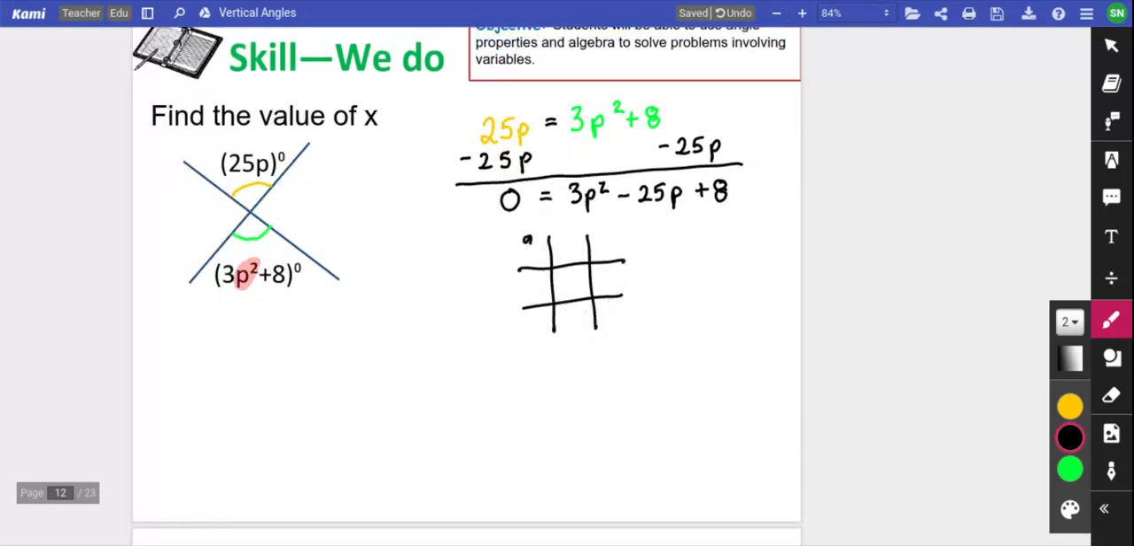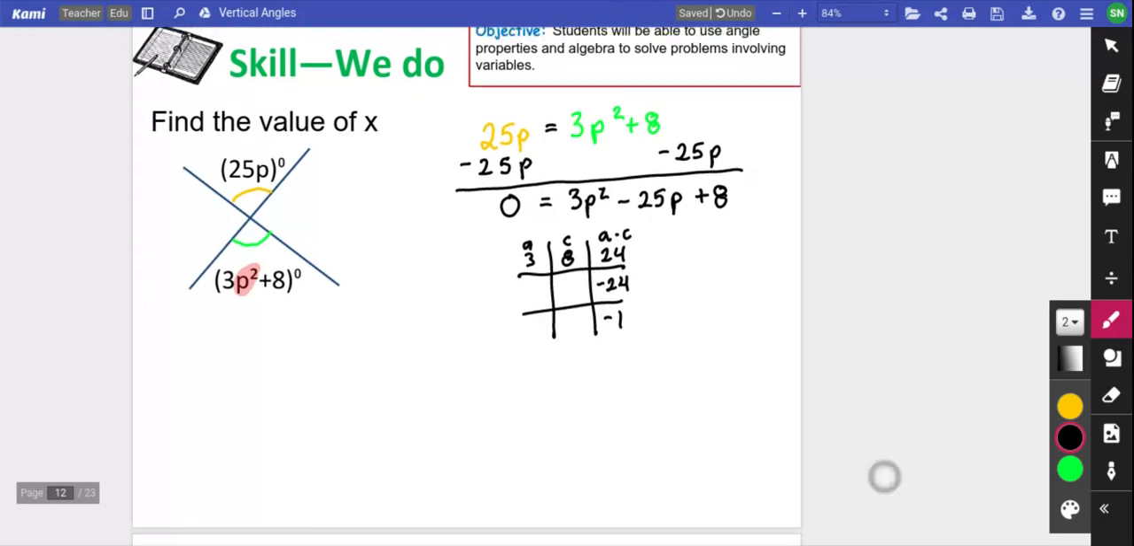So here we put a times c. 3 is a, 8 is c. Multiplying those two, I get 24. Now I need two numbers that when I multiply them, I get 24, and added together, I get negative 25. These two numbers are negative 24 and negative 1. Now because those two numbers are negative, I put the negative in the middle column.